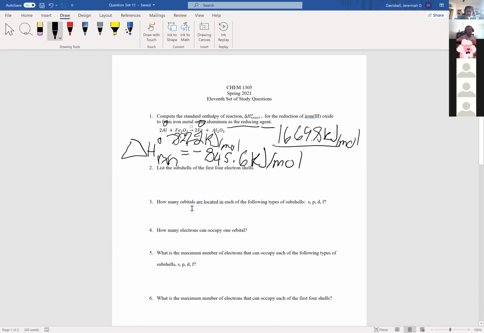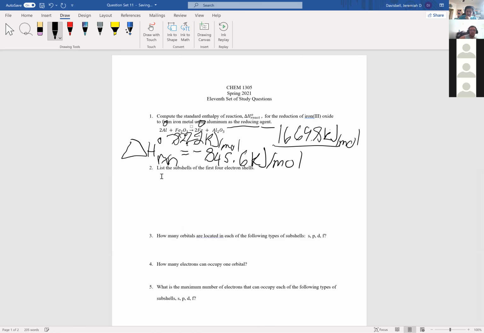Cool. So for the list of subshells for the first electron shells, what it's asking here is the subshells for basically the first 4 rows. So for the first row, what would it be? One S. Just one S, right? Because all that's on the first row is hydrogen and helium. And those two will make up that one S subshell.